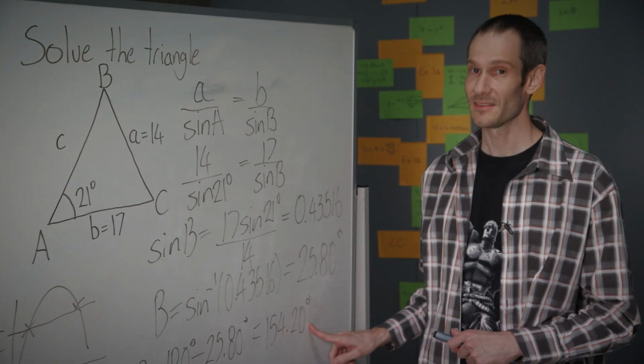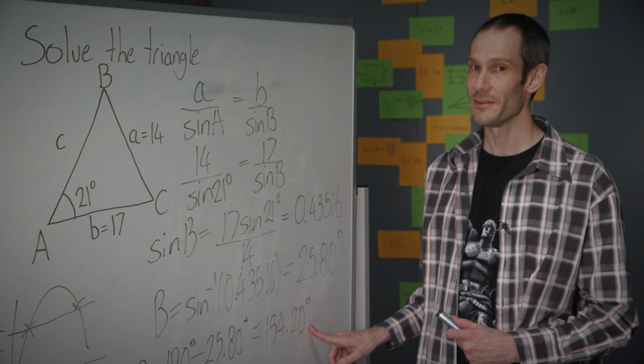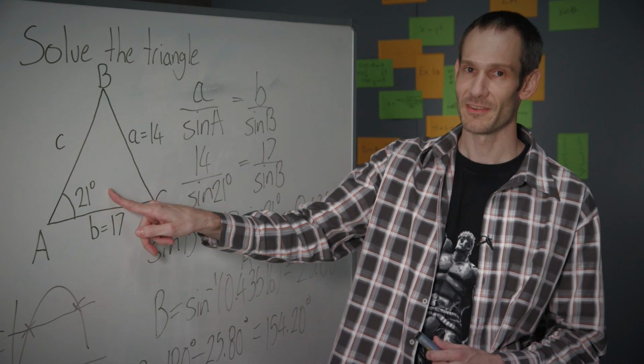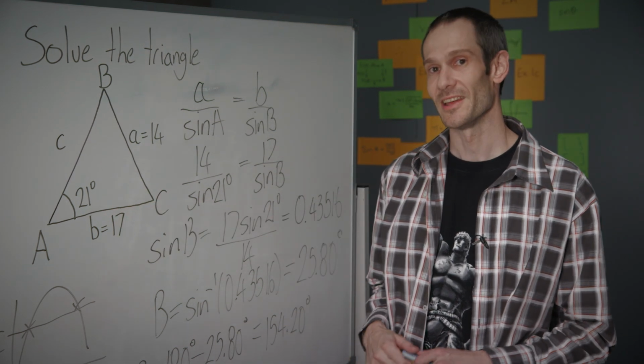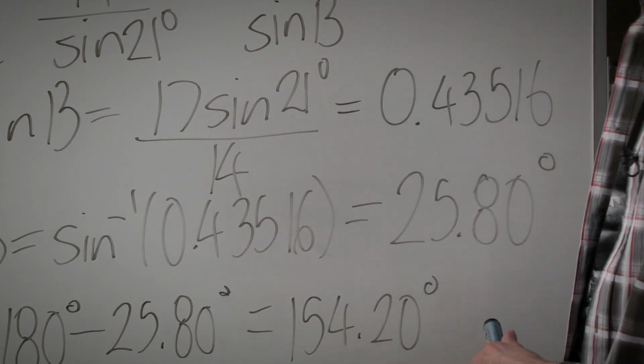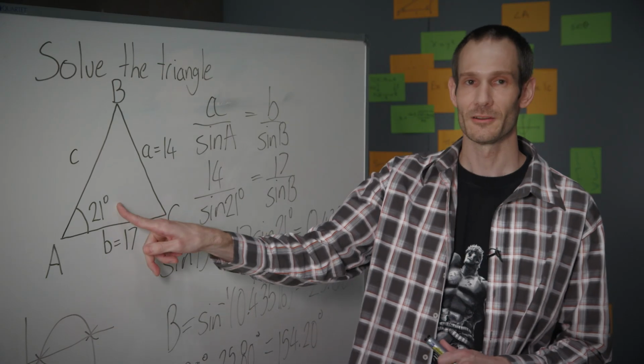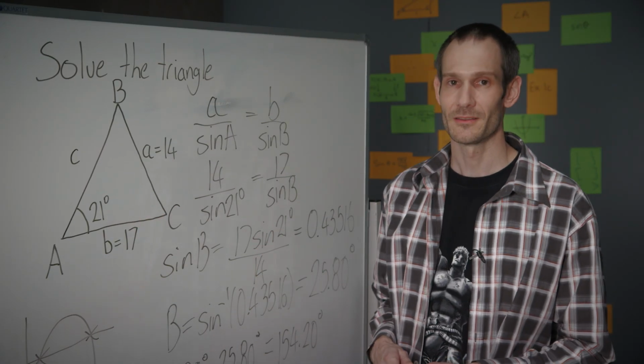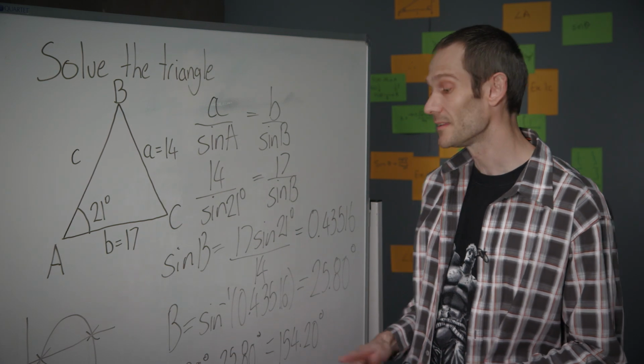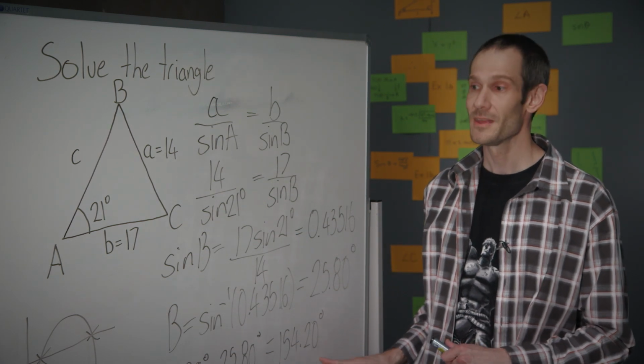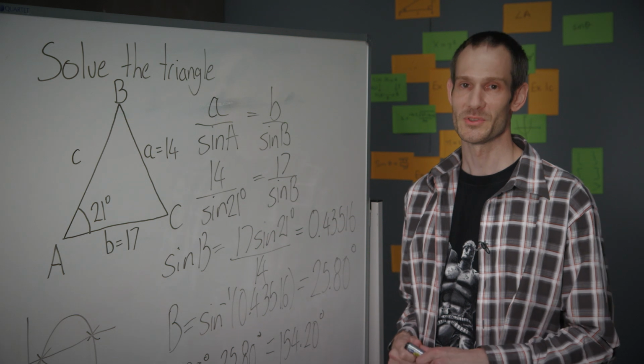Also, this is only a second possible solution provided that when we add it to the angles we already have in our triangle, they add up to less than 180 degrees. Here, if I add 154 degrees to 21 degrees, I get 175 degrees, which is less than 180 degrees. So this is a second possible solution. Therefore, in this example, we'll pursue both cases.